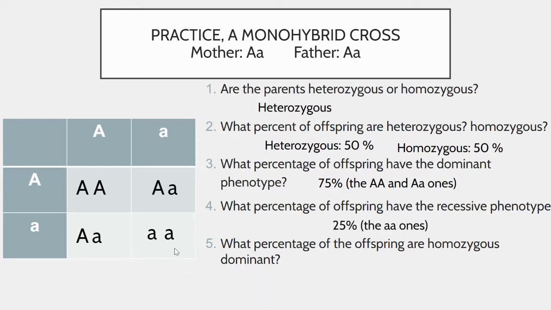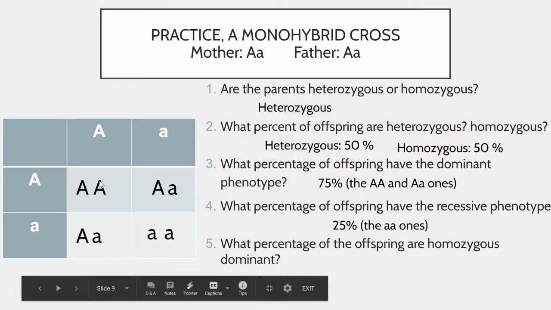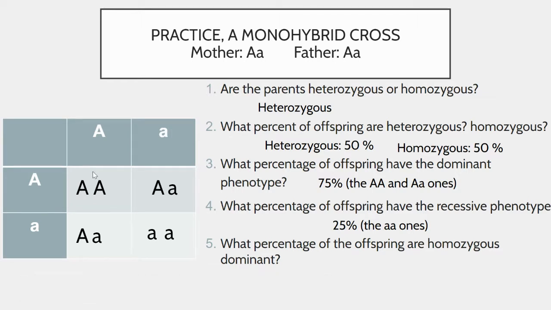Finally, what percentage of the offspring are homozygous dominant? With homozygous dominant, we are only talking about these ones right here. Homozygous means they're both the same. Dominant means they're both big letters. So homozygous dominant is actually 1 out of 4. It's going to be 25%.